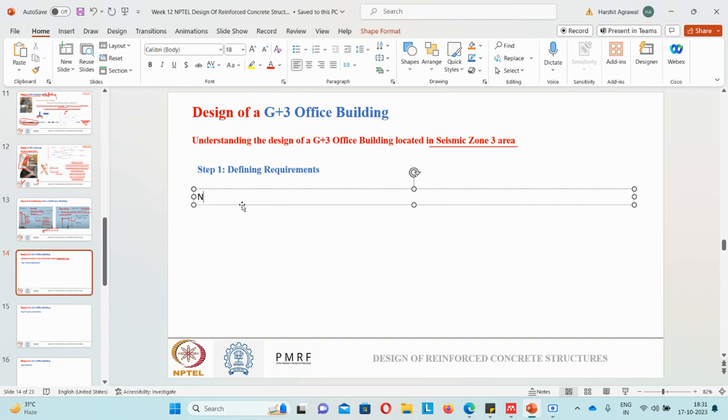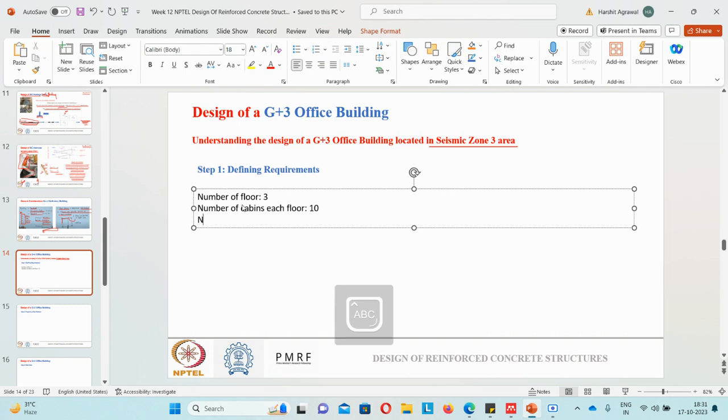So we say, suppose the number of floors that are required is 3. Okay, and on each floor I need 10 cabins. Suppose this is the demand. At each floor there should be 10 cabins. There should be 3 floors. Okay. Number of restrooms at each floor, again, it is mentioned. Suppose there are 2.